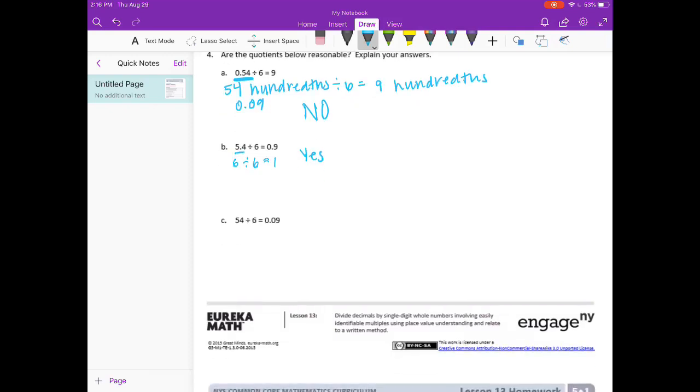And 54 divided by 6. Well, we know that's 9, and that's one of our math facts. So if they got 9 hundredths, that is very, very small compared to 9. So I'm going to say this is not reasonable.